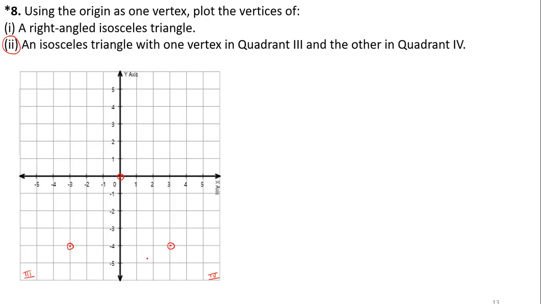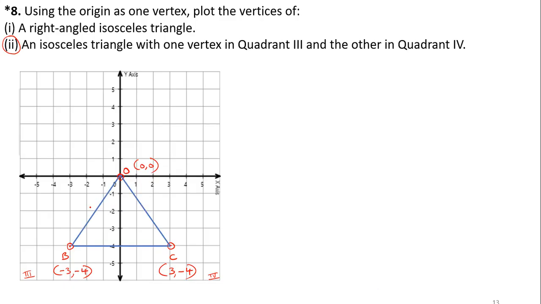I will name this as O. I will name this as B. I will name this as C. And the B coordinates are minus 3 comma minus 4, and C coordinates are 3 comma minus 4. And O is 0 0. Now what I will do is I will join all these 3 points, and it will become an isosceles triangle.